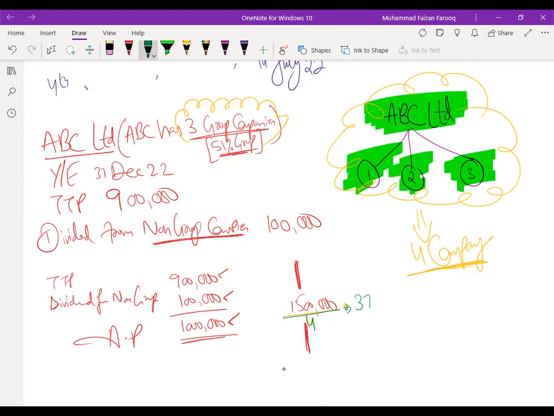We'll divide 1,500,000 by 4. Yes. But these are not non-group. But they are group companies. So non-group dividend will come here, and non-group dividend will come here, and the group companies' total number will come here.